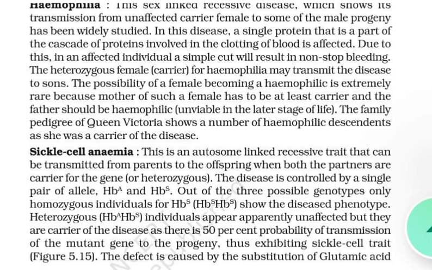Next, the effect is caused by the substitution of glutamic acid by valine. Glutamic acid by valine. Clear? Here it is given: valine at the 6th position of the beta globin chain of the human globin molecule. This location is given, okay?